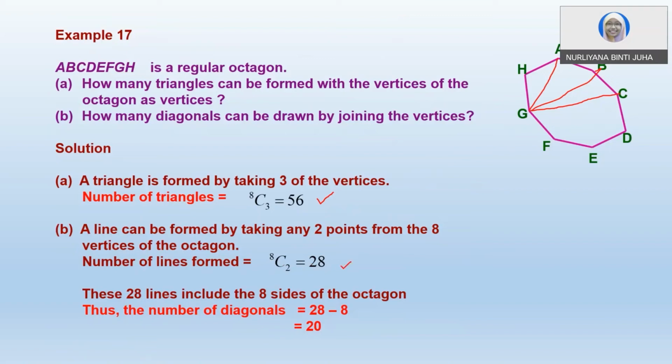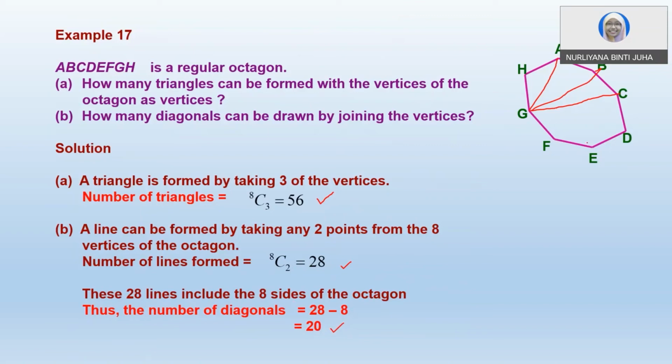8 choose 2, so you have 28. So these 28 lines include the 8 sides of the octagon. Dia yang lines yang ini, yang ni, semua ni, dia merangkumi juga 8 side yang octagon ni. 1, 2, 3, 4, 5, 6, 7, 8. So kita kena tolak yang luar ni lah. 28 minus 8. So you have 20. That is how you find the diagonals lah.